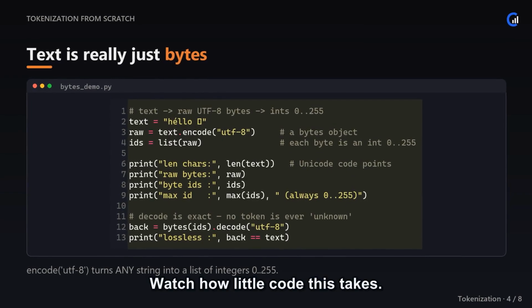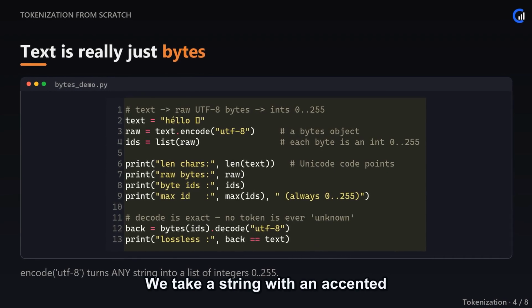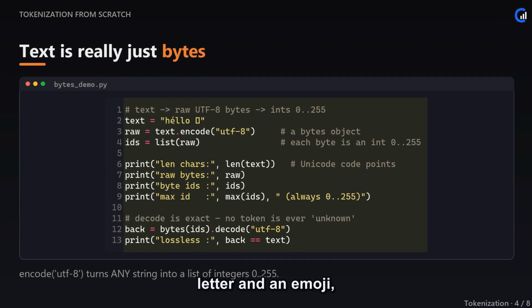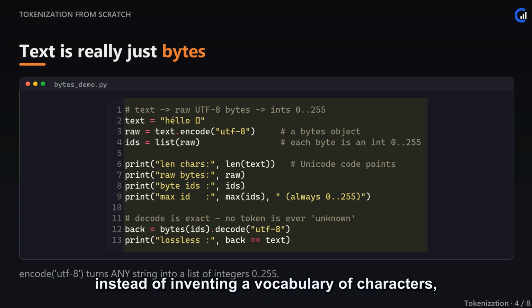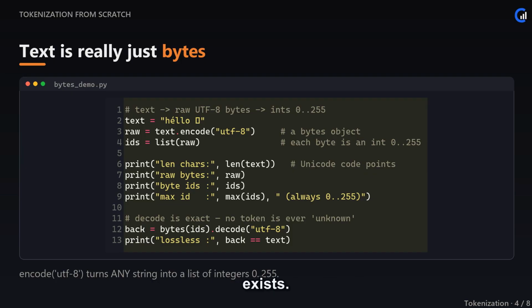Watch how little code this takes. We take a string with an accented letter and an emoji, call .encode UTF-8, and get a bytes object. Wrapping it in list gives us plain integers, every one between 0 and 255. That's the whole trick. Instead of inventing a vocabulary of characters, we use the byte vocabulary that already exists. And bytes decode reverses it exactly.